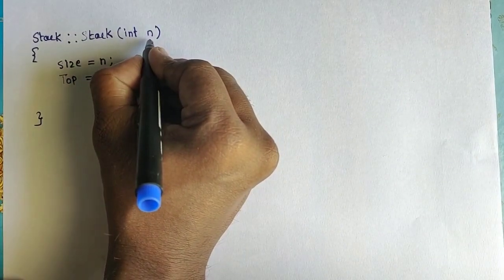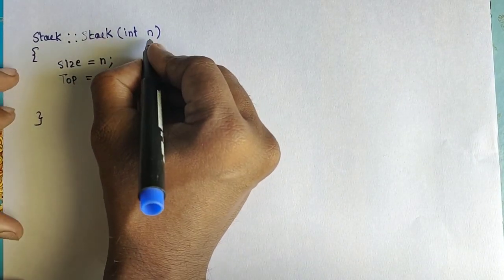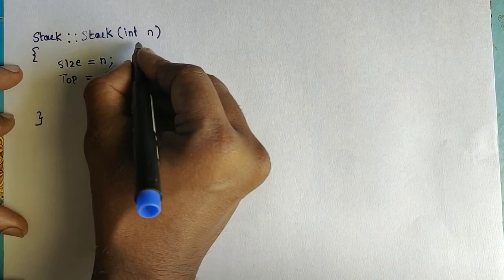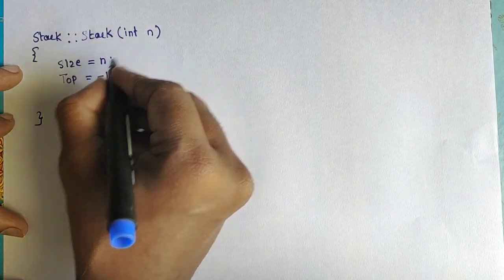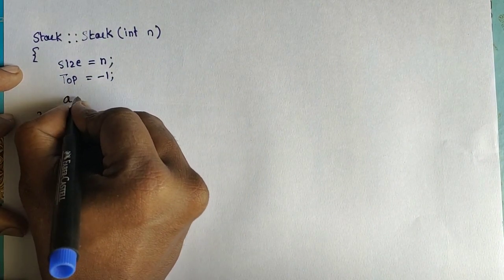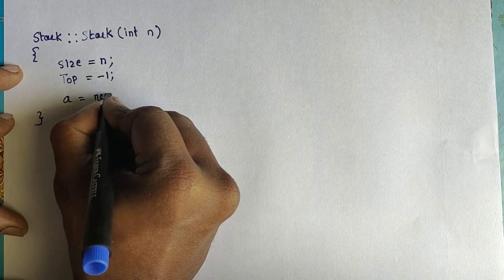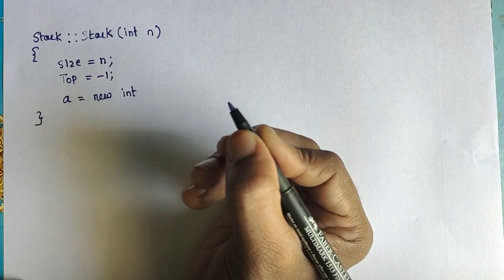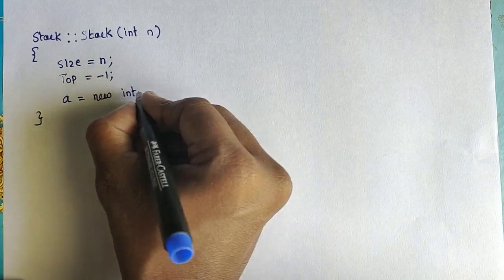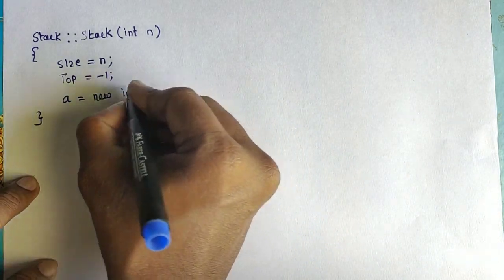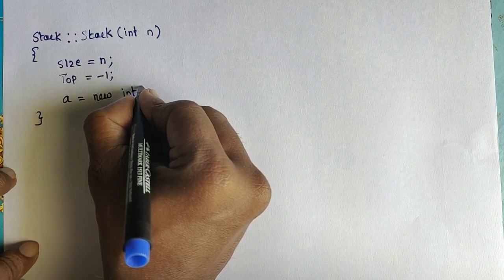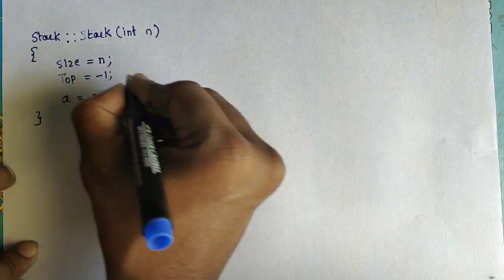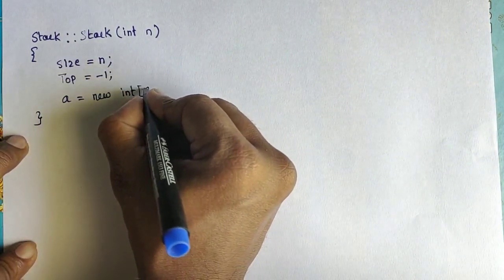The next thing I need to do is fix the size of that array also. The size is fixed. Now I need to create the memory for that array. That means a equal to new. What type of memory? int. And then I have to fix the size. The size is the size or that n, anything you can use.